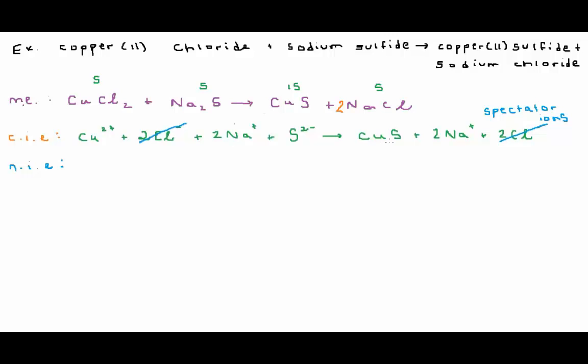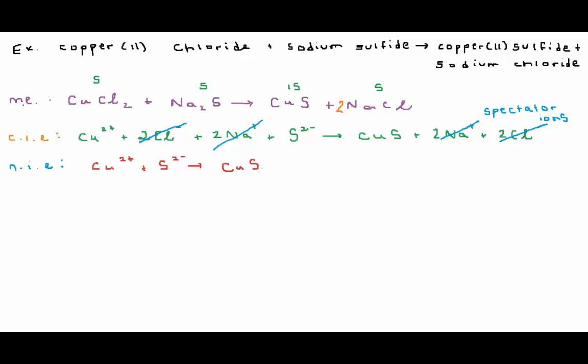Sodium is the same on both sides, 2Na+, 2Na+. Just as a reminder, if you have Na+ on this side and 2Na+ on this side, you forgot to balance. Don't leave it if you have different numbers. That simply means you failed to balance your reaction. So the net ionic equation is going to be copper 2+ plus sulfide producing copper 2 sulfide. And that is your net ionic equation.